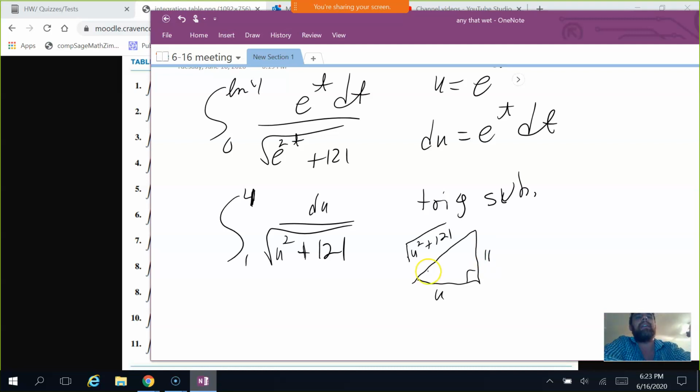If I just put my angle somewhere, then I can find a substitution that sets the angle equal to the u value. Whenever you have the two things added together, your substitution is going to be tangent. So we're going to have u is equal to 11 tangent of theta.